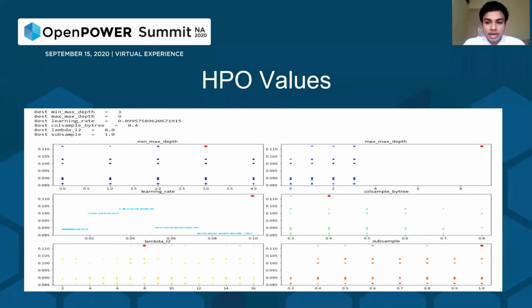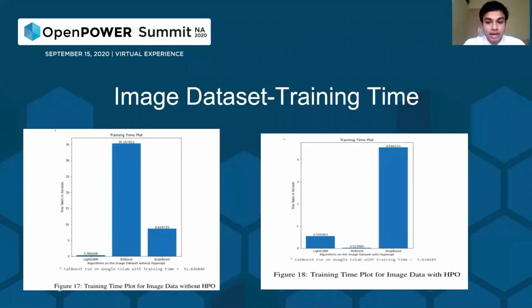And lastly, the training time plots. XGBoost and LightGBM steal the show this time, in the case of using HPO. But nevertheless, SnapBoost has a considerably good speed overall. So these were the results of our analysis. Now Anubhav will summarize the results we have seen and draw some inferences and insights from this experiment.